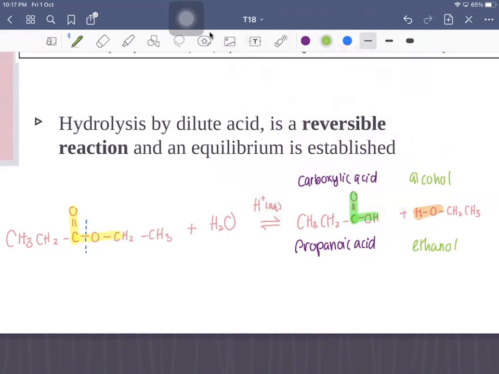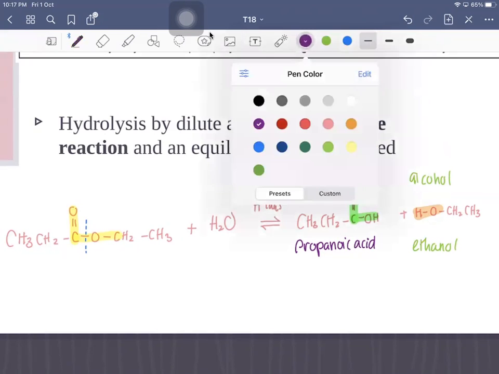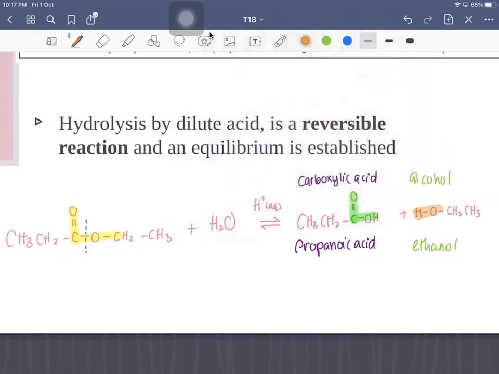The reversible arrow is to show you that the reaction is reversible. So this reaction is the reverse of an esterification or ester formation, in which you produce carboxylic acid and alcohol. Right? If you want to copy this down, you can pause the video here.